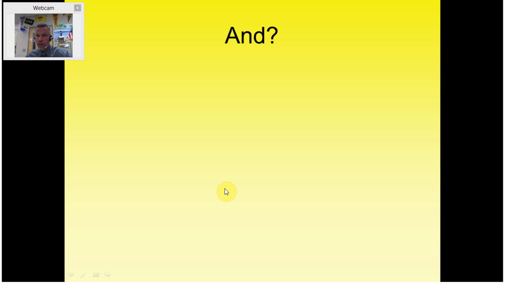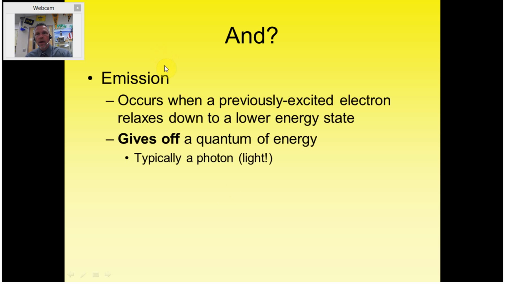All right, we're getting closer. So once you have a high energy electron, it can relax into a lower energy state by a process called emission. This gives off a quantum of energy. So you see the connection there? Absorption, you had to absorb a quantum of energy. Emission, you're going to give off a quantum of energy. And in doing so, the electron will relax from a high energy state into a lower energy state. When you give off a quantum of energy, typically this is a photon, which of course is light.